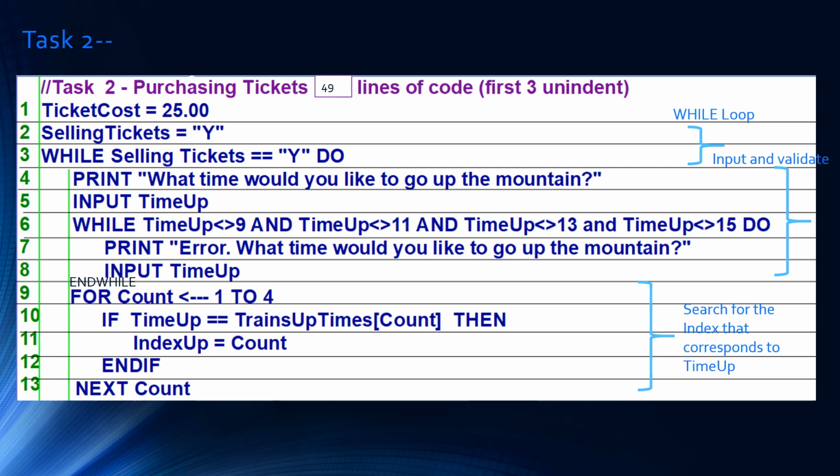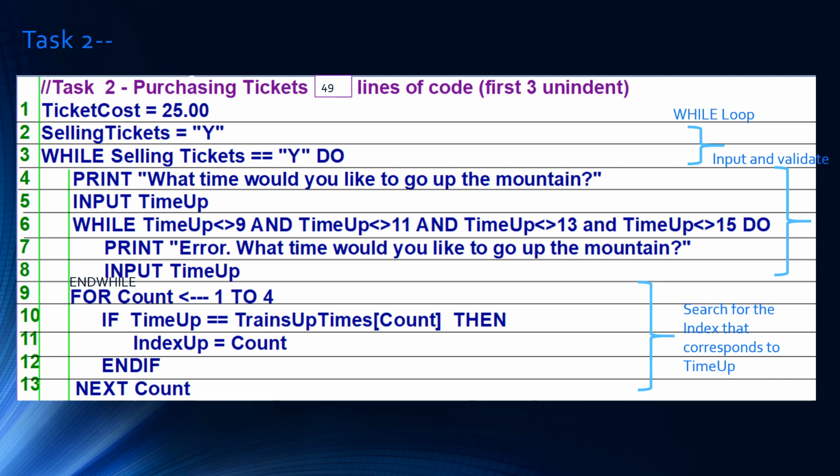So the rest of task 2 will be indented until at line 49 we have the word end while. So the code from line 4 till the end while is basically prompting the user, what time would you like to go up the mountain? Input the time, validate the time. While the time they said is not equal to 9, and it's not equal to 11, and it's not equal to 13, and it's not equal to 15, that means that time is unacceptable. So we print error message, what time would you like to go up the mountain? And we input the time and while.